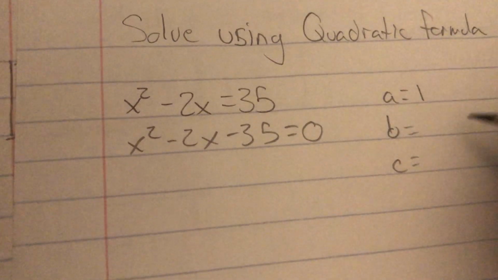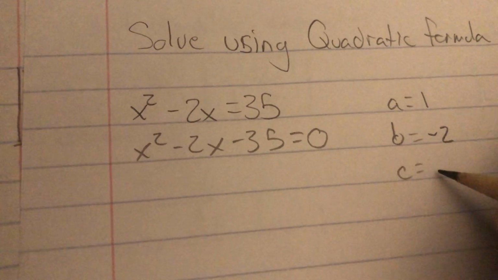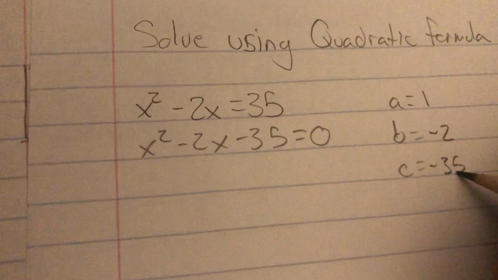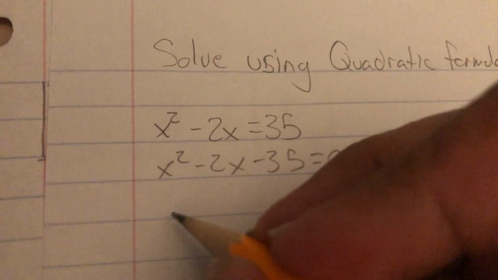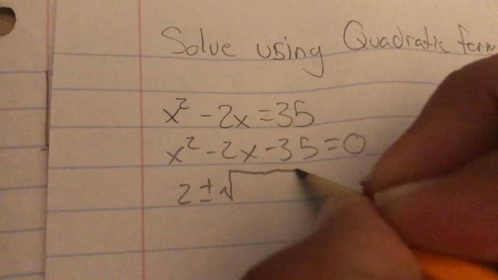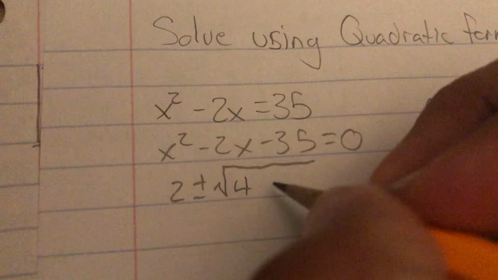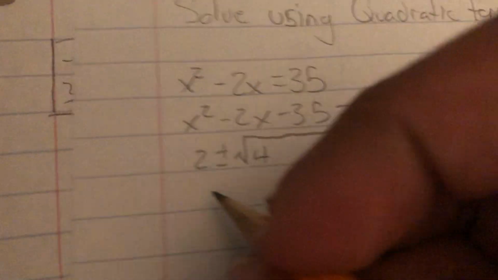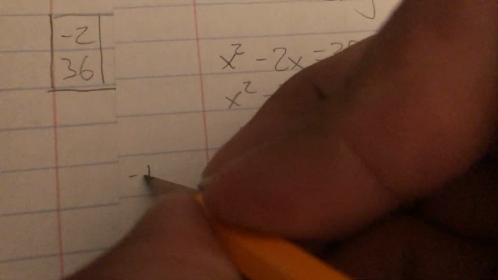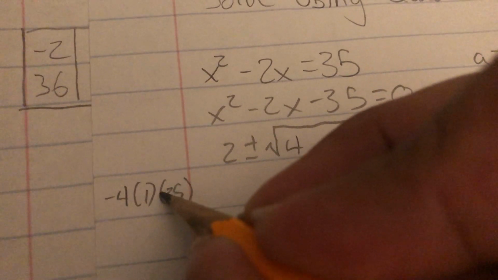B is the number in front of x, which is negative 2. And C is the number all by itself, negative 35. So negative b is 2 plus or minus the square root of b squared, which is 4, minus 4ac. So minus 4ac is negative 4 times 1 times negative 35. That's what it is.